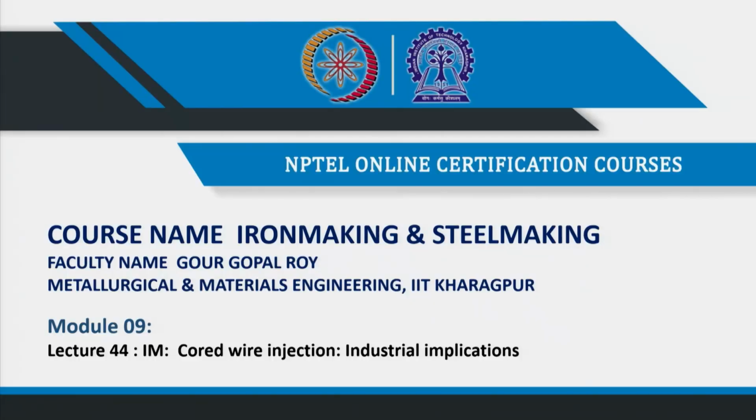Okay, in the last lecture, we discussed the mathematical model of cold wire injection in steel melt. There we discussed some of the results of the model, that is, the melting sequence of the cold wire in the liquid steel, the mechanism of melting of the cold wire, and also the distance traversed by the wire in the liquid steel.